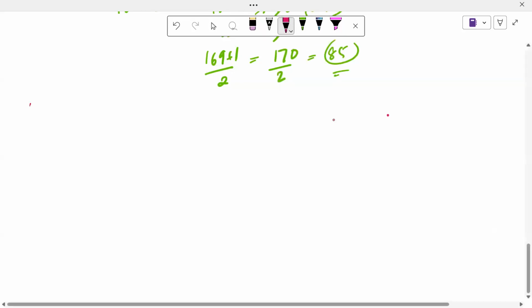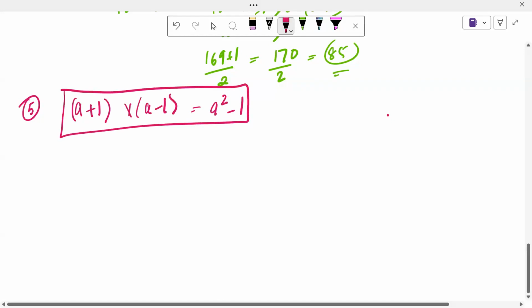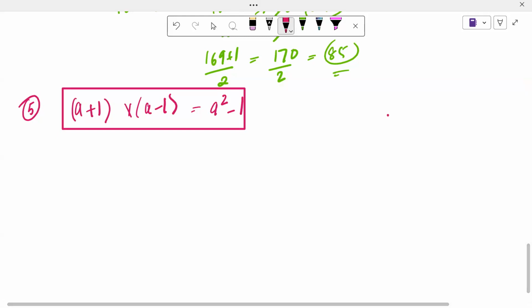The fifth property is like a statement. It says that if you consider a number a, add 1 to it, then subtract 1 from it, and multiply both of them, the answer will be a square minus 1. Whatever the answer comes out to be, it's going to be equal to a square minus 1. We'll practice questions from this.